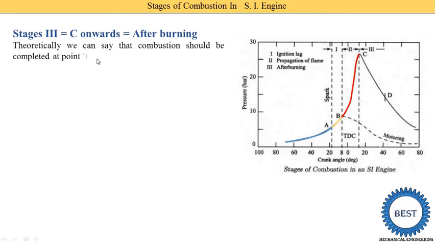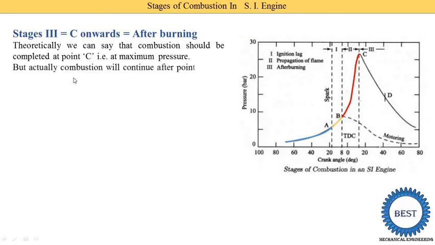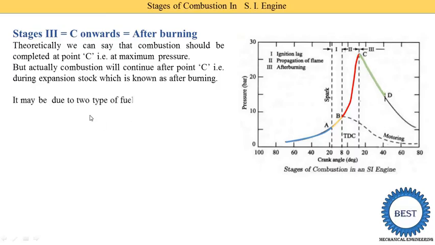Theoretically, we can say that combustion will be completed at point C at the maximum pressure. But actually combustion will continue after point C during the expansion stroke, which is known as after burning. It is shown in this figure by the green line, C to D. It may be due to either a rich mixture or a lean mixture. About 10% of the heat may be liberated during this stage. So maximum heat is generated during B to C, but 10% is liberated during the C to D process.